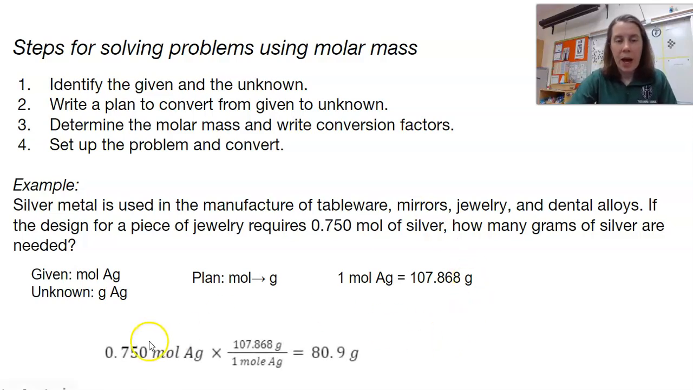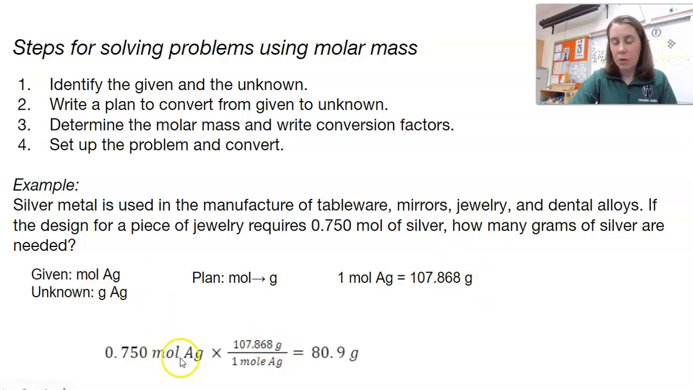Okay, if we have 0.750 moles of silver, that's always going to go in front, the number that they give us in the problem. And then our conversion factor could either be 107 on the top or 107 on the bottom. All right, 107 goes with the number of grams in the mole. All right, and grams is what we're trying to find, so that will go on the top in this case.